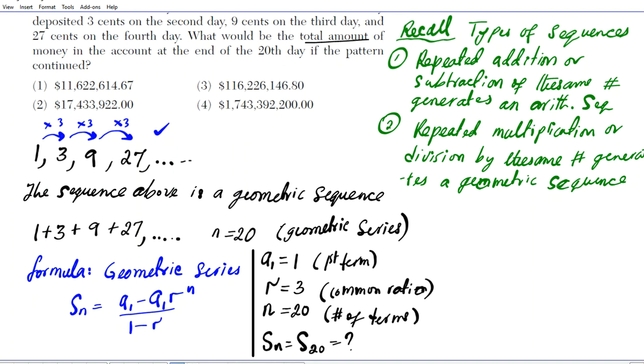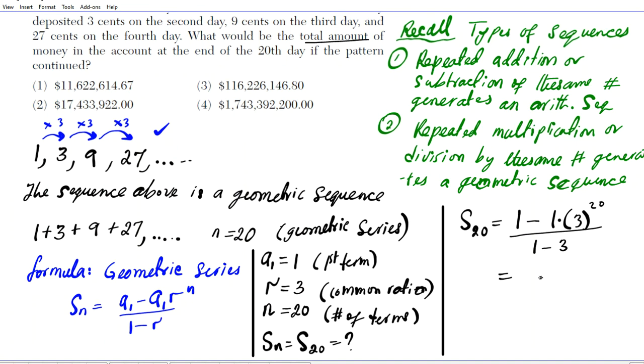Now what we're going to do is plug all this into the formula for the sum of n terms of a geometric sequence, and then we'll compute what the sum is. Alright, so S20 is going to be A1, which is 1, minus A1, which is 1, times R, 3 raised to n, which is 20, divided by 1 minus R, which is 3. So let's just simplify it a little bit by hand and then plug it into the calculator. 1 times 3 to the 20 is just 3 to the 20. That divided by -2.